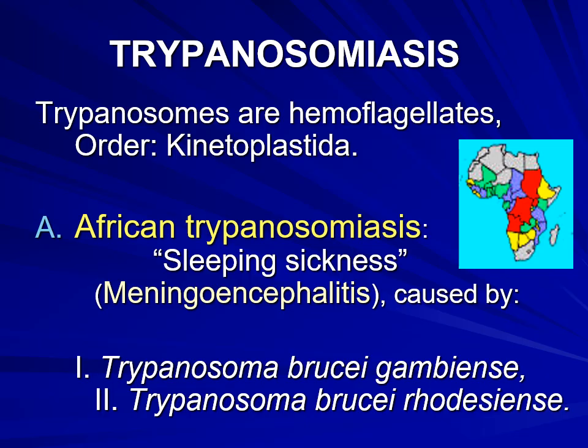African trypanosomiasis, or sleeping sickness. Now, why the sleeping sickness? Because actually it can produce a meningoencephalitis. I shall tell you later how it ends up with meningoencephalitis, but the cause of the sleeping sickness is meningoencephalitis. And actually it's produced by 2 types of those parasites, Trypanosoma brucei gambiense and Trypanosoma brucei rhodesiense.